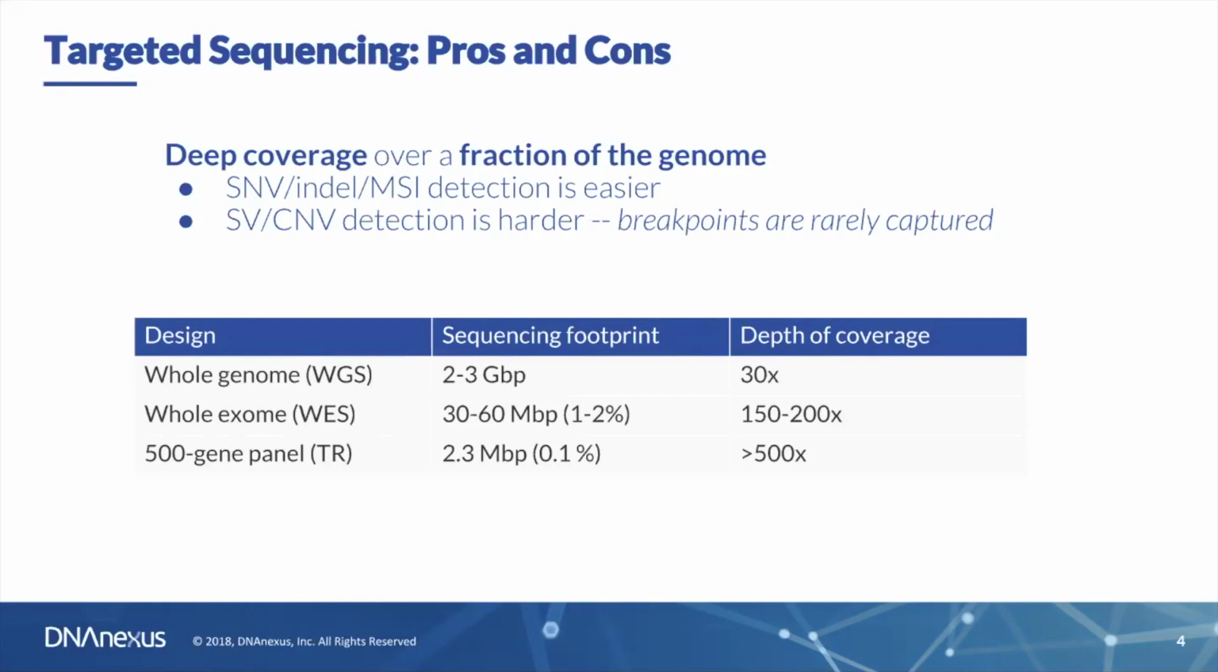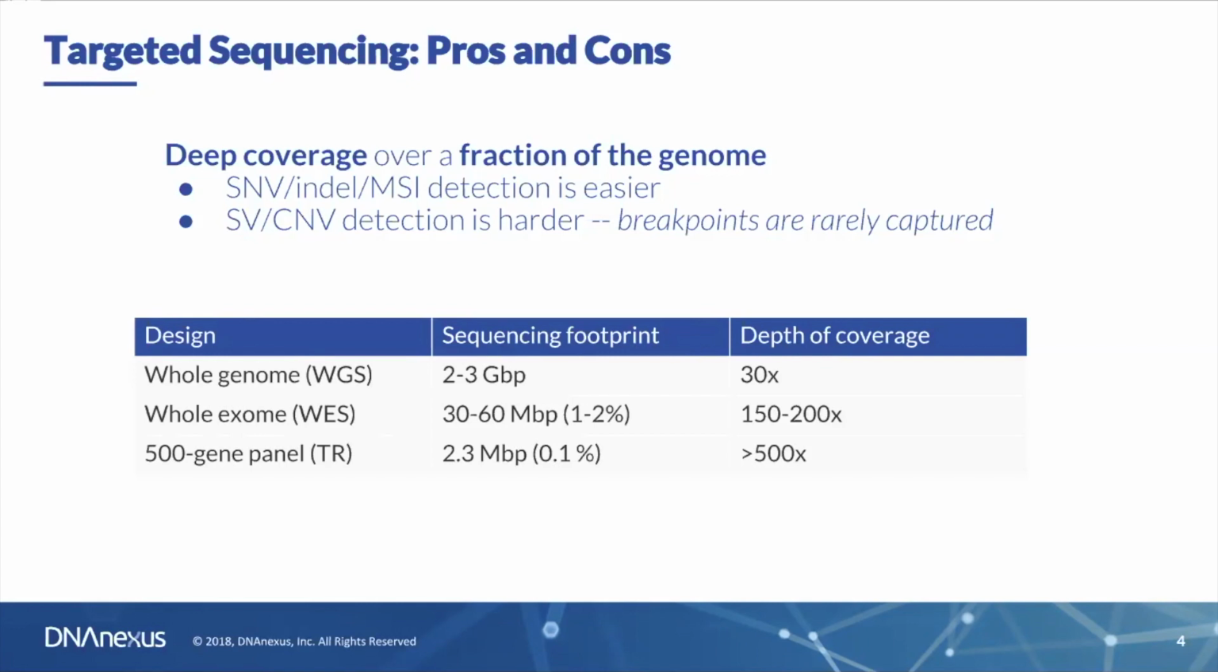On the other hand, if we want to go a little deeper, we can go with whole-exome capture. That's a sequencing footprint of 30 to 60 megabase pairs, just 1 or 2% of the genome, but we get a much deeper coverage depth, 150 to 200-fold coverage, which, as I said, helps with SNV detection and generally detecting actionable variants.